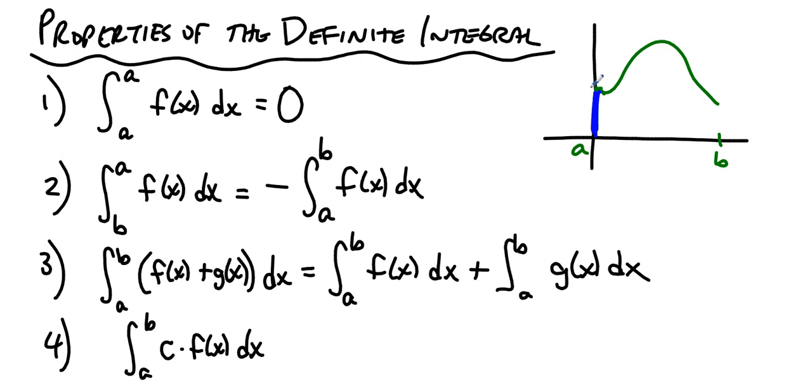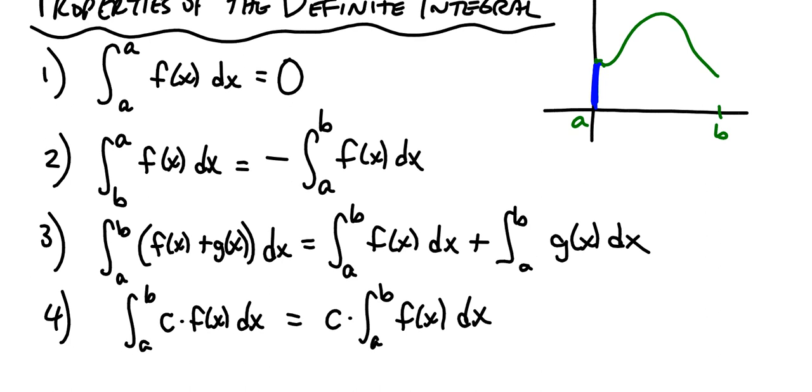What happens if we take this function and stretch it vertically by a factor of c? What does that do? Well, it makes all the rectangles c times higher than they used to be. And if all of the rectangles are c times higher than they used to be, then the sum is c times higher than it used to be. One more.